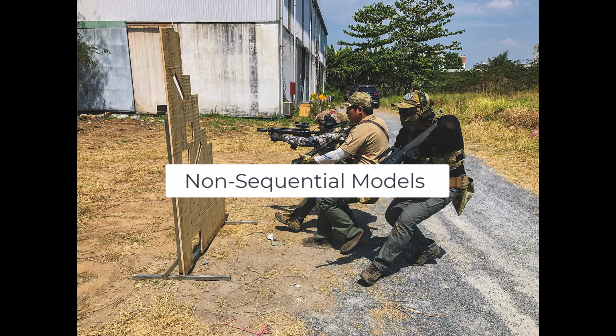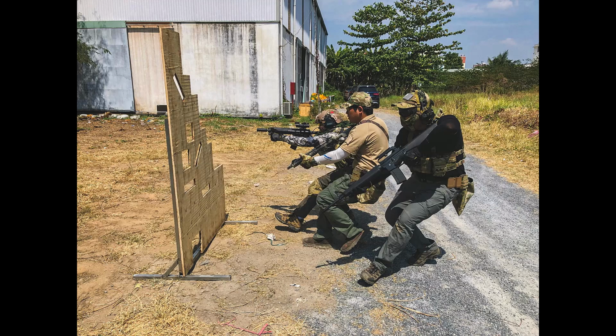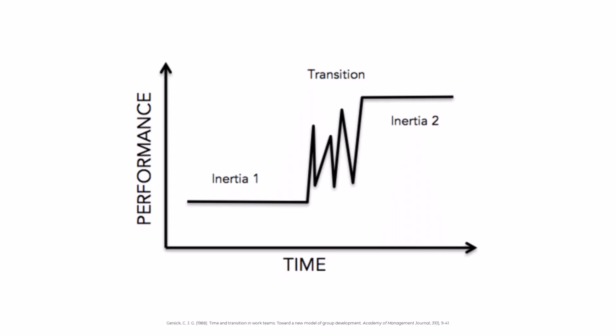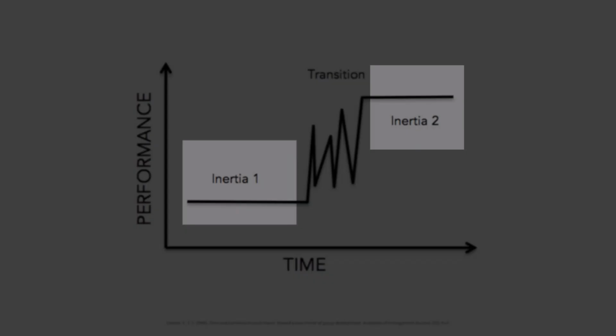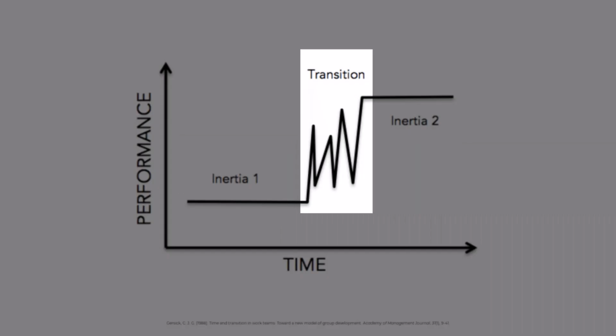The third and final category of group development theories is non-sequential models. They try to explain the factors that facilitate the process, as opposed to its stages or cycles. Gersick's punctuated equilibrium model from 1998 is just one example. It's based on the development of naturally occurring groups. It says groups develop gradually over time, with periods of slow growth, punctuated by periods of rapid change.